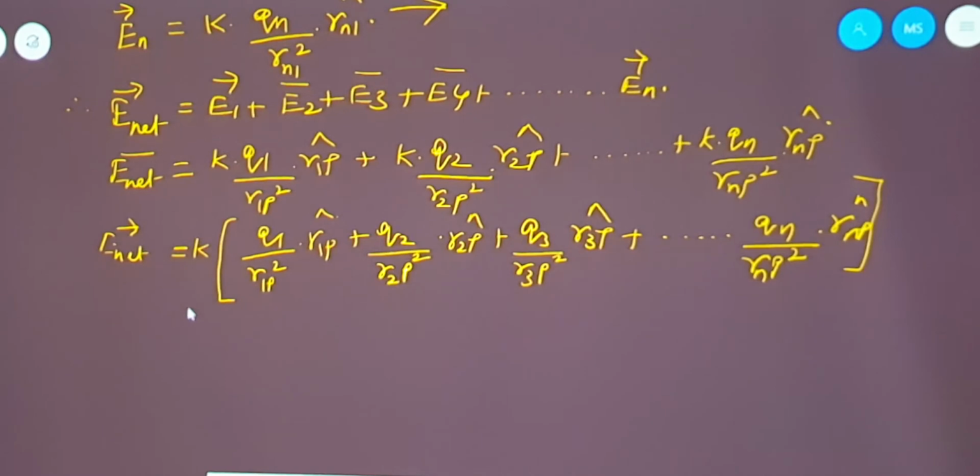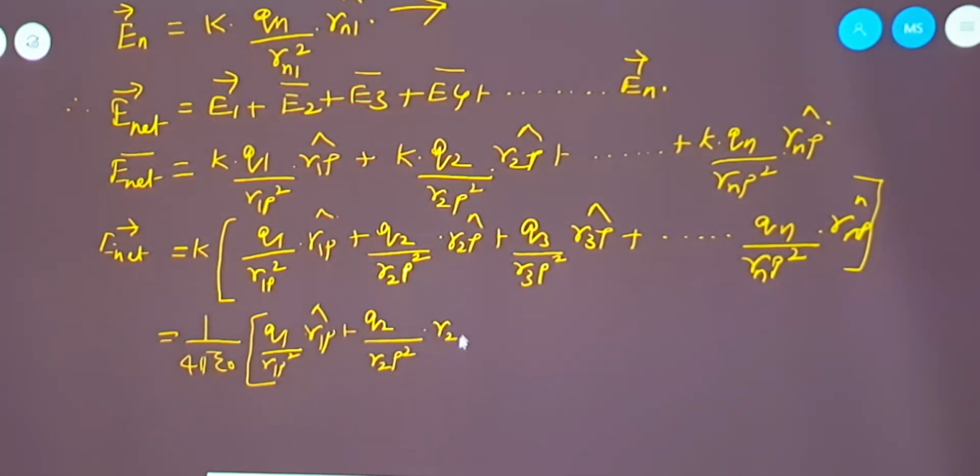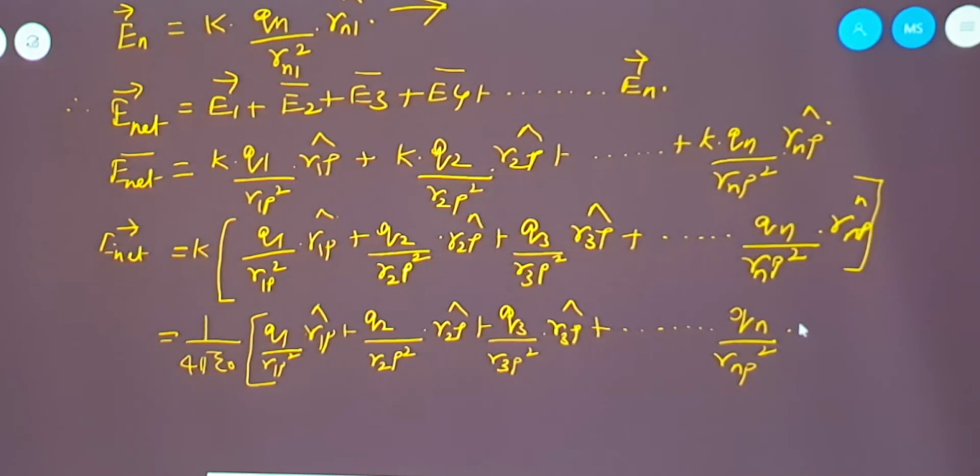Now, instead of K, you can substitute 1 by 4 pi epsilon 0 into the same thing: Q1 by R1P square into R1P cap plus Q2 divided by R2P square into R2P cap plus Q3 divided by R3P square into R3P cap plus etc. up to Qn divided by RnP square into RnP cap. This is called the expression for E net or net electrical field.